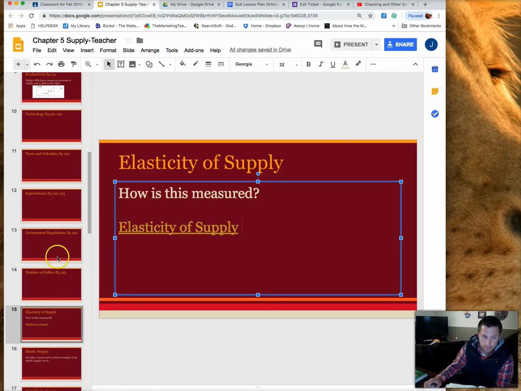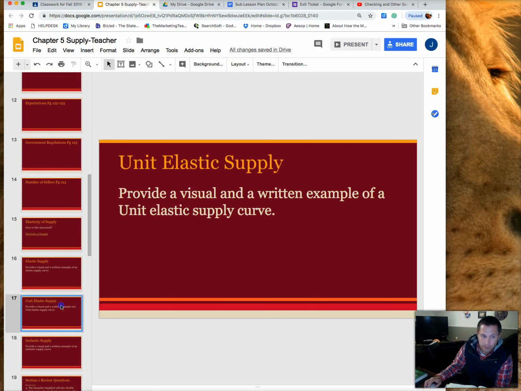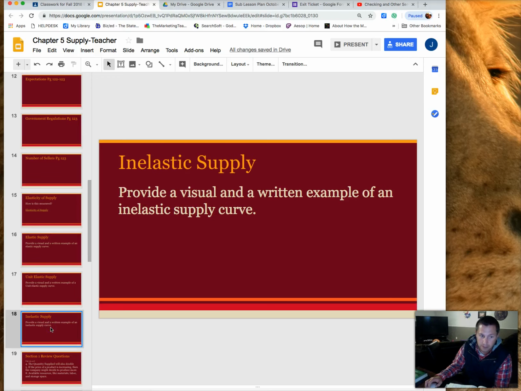After you complete that, you're going to give me some examples. You're going to provide me with a visual and a written example of elastic supply curves. And then you're also going to do the same thing, just like we did with demand, for a unit elastic supply and an inelastic supply. Once you finish those examples, I'm going to have a quiz for you today that you can take. It'll be in your Google Classroom along with these notes and this video.